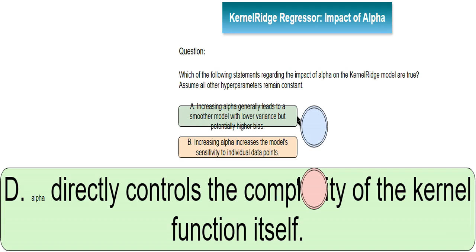This statement is false. Alpha does not control the kernel itself. It only controls how strongly the model is regularized, how much the model is prevented from overfitting. The choice of kernel, like RBF, linear, or poly, is independent of alpha.